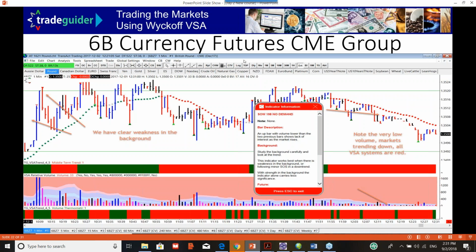I'll repeat that. This is no demand, which is low volume, as you can see from the arrows. The market's tried to go up into the area of weakness, but notice that the trending system, the volume thermometer, and everything is negative.